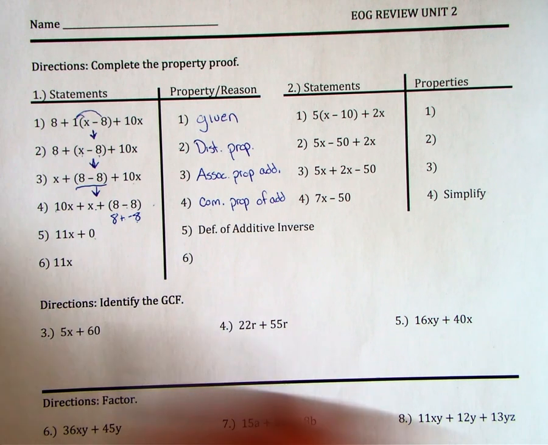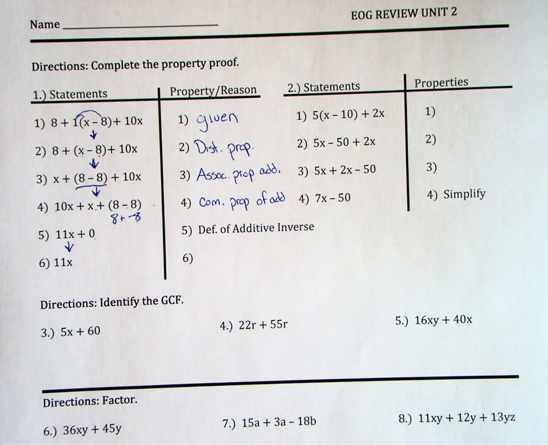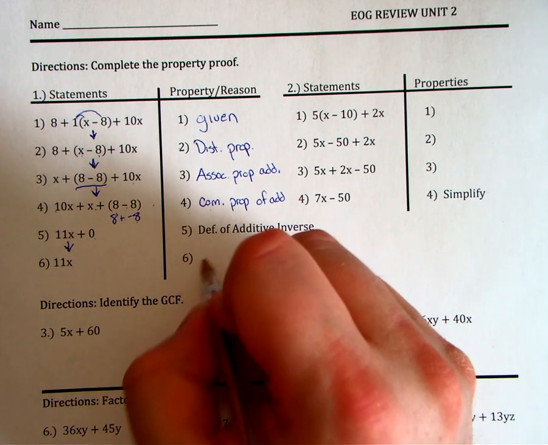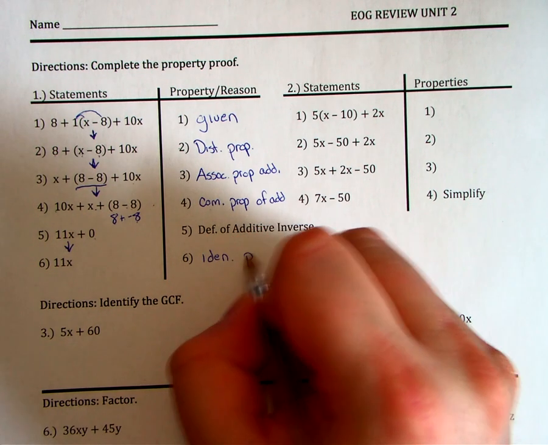And last but not least, we want to identify the change from step 5 to step 6. 11x plus 0 is equal to 11x. Anything plus 0 is equal to itself. That's our identity property of addition.